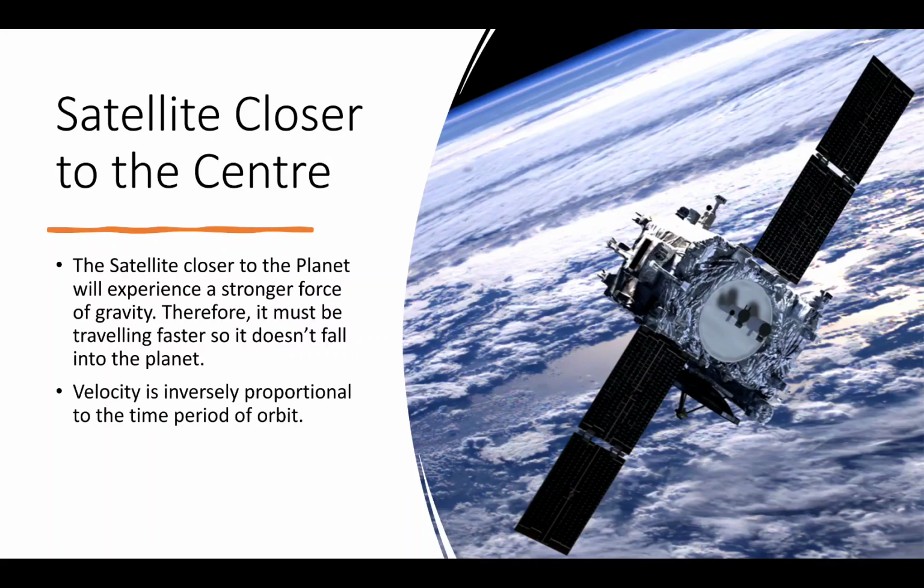And velocity is also inversely proportional to the time period. So the closer it is, the quicker it is to orbit. Something in a low polar orbit that's very close to the Earth can travel around the Earth in around 90 minutes. As they get further out, something that's geosynchronous, which we'll talk about in a minute, can take 24 hours. So the closer it is, the less time it takes to orbit, and it is also travelling faster. All right, hopefully that's okay.